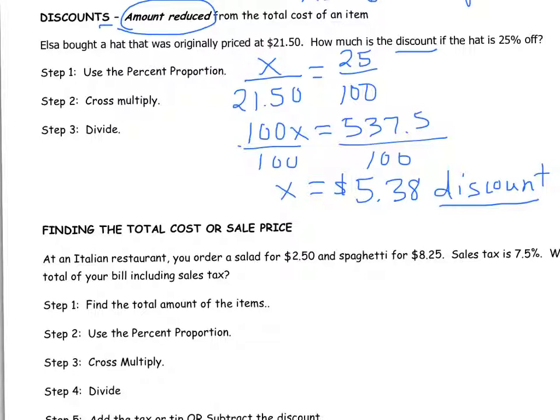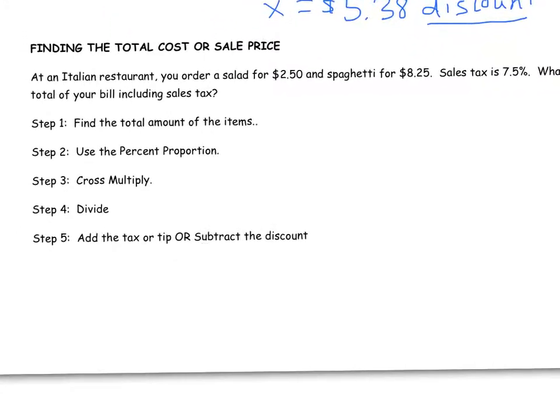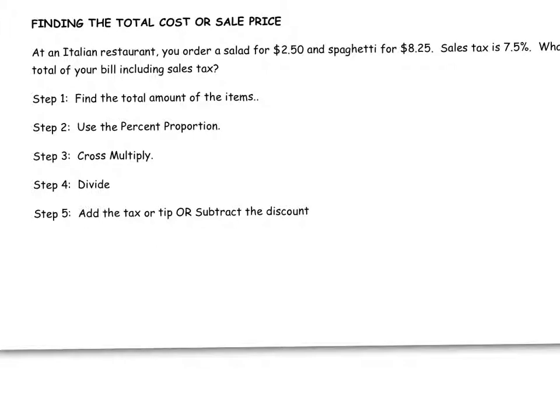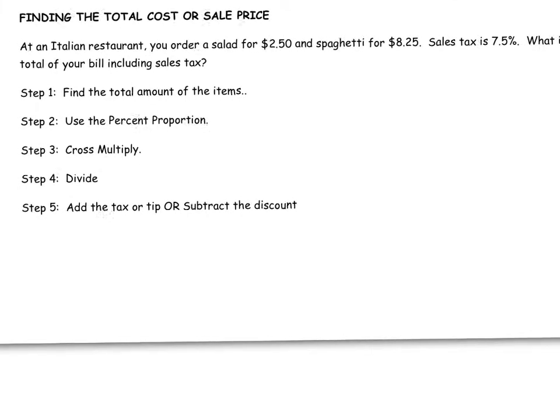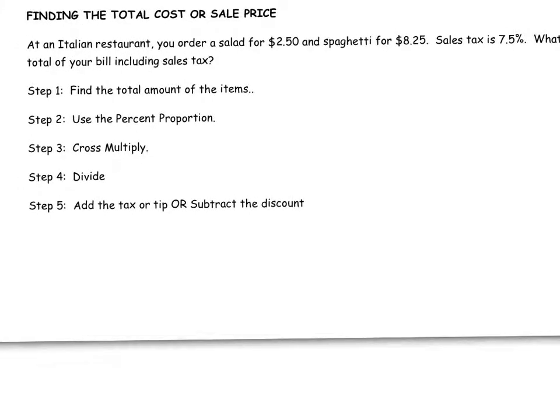The next question, we're going to have to do several steps. So it says finding the total cost or the sale price. Now, for a lot of these, you have to read the questions carefully. It says, at an Italian restaurant, you ordered a salad for $2.50 and spaghetti for $8.25. Sales tax is 7.5%. What is the total of your bill including tax? So I need a total including tax. That tells me I'm going to add my tax in at the end. So the first thing I have to do is find the total amount of the items.